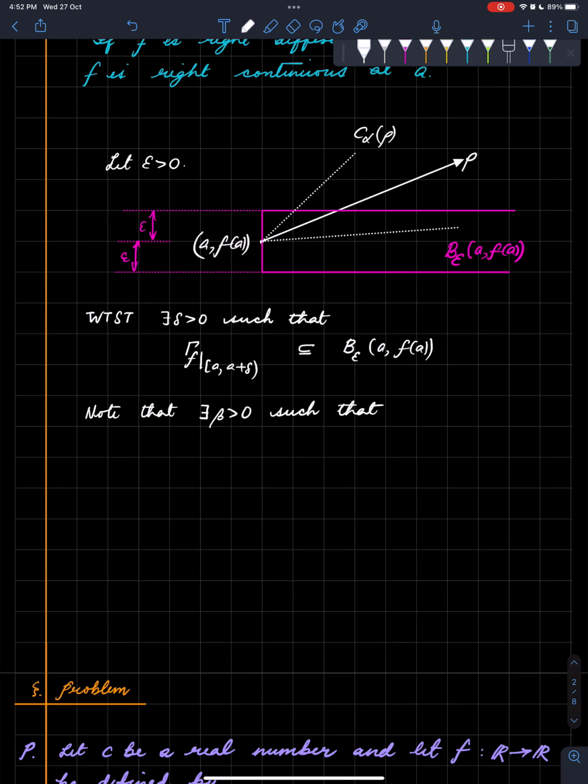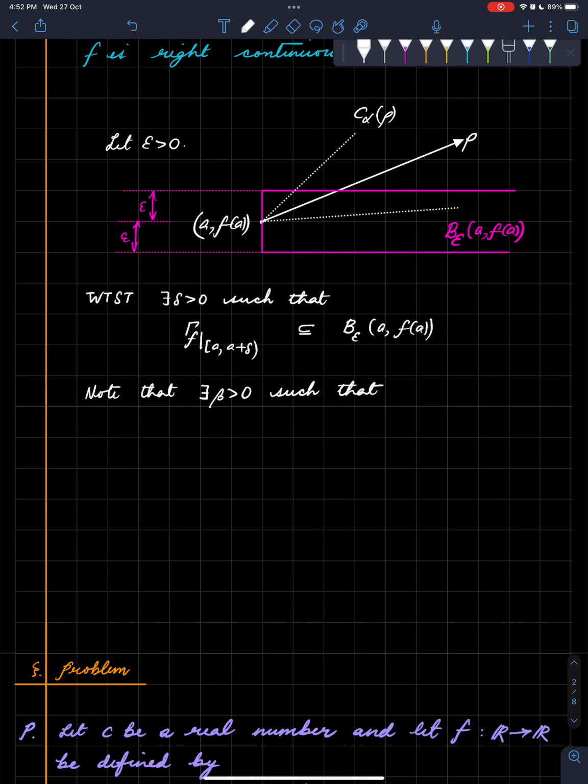So let me write it and then again explain. Note that there is beta greater than 0 such that the left half plane corresponding to a plus beta, intersected with C epsilon alpha, the alpha cone, is contained in B epsilon of (a, f(a)). Here alpha is just any positive real number, and we have just made that alpha cone. Alpha has nothing really to do with epsilon. And this is something that one can easily prove.